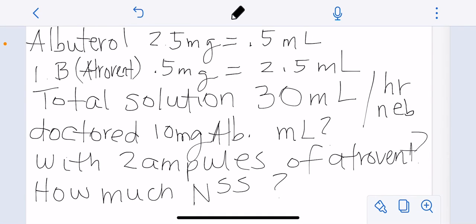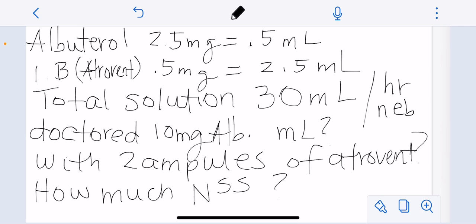I wanted to come on here to give you a practice problem of an hour-long treatment of albuterol and ipratropium bromide, also called Atrovent. So, of course, the doctor ordered some odd milligrams. We need to find out how many milliliters of albuterol and ipratropium bromide, also known as Atrovent, and of course, we need to figure out how much normal saline solution is in that hour-long nebulizer.